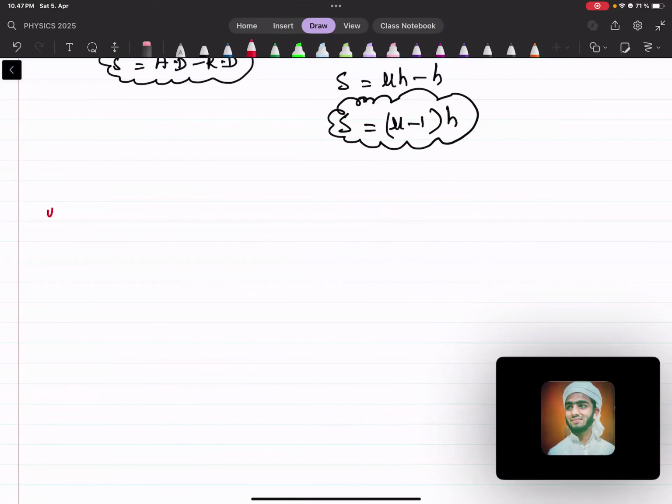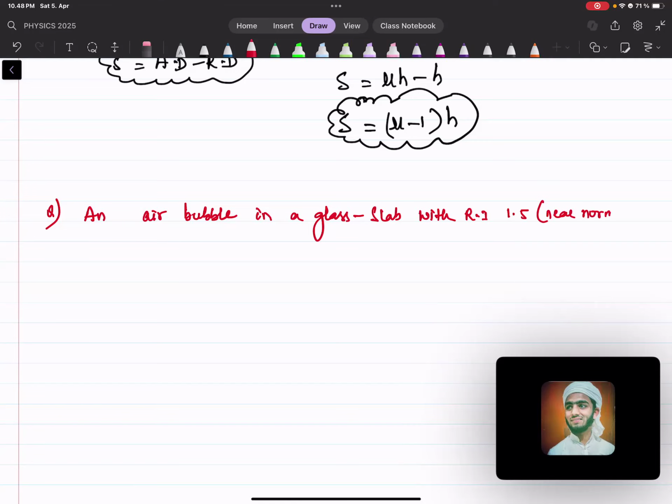Let's see this question. An air bubble in a glass slab with refractive index 1.5, in the bracket, near normal incidence, is 5 centimeter deep when viewed from one surface.